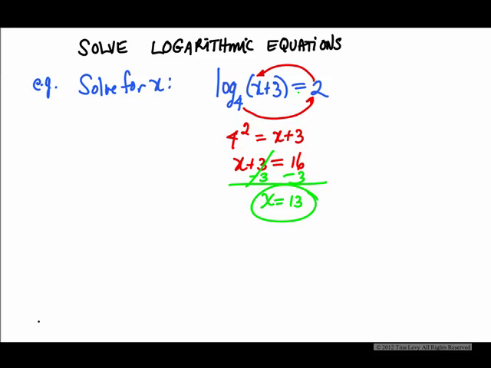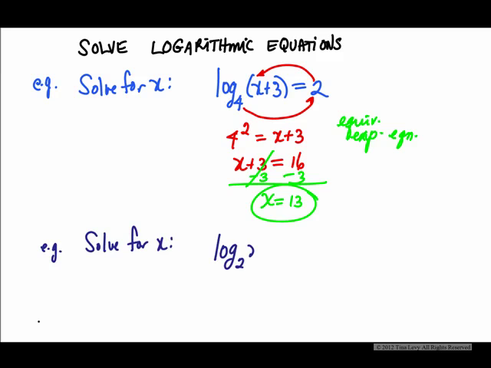All we were using was this basic idea of the equivalent exponential equation. Now we'll move to one that's a little harder. Suppose I ask you solve for x: log base 2 of x plus log base 2 of x minus 7 equals 3.